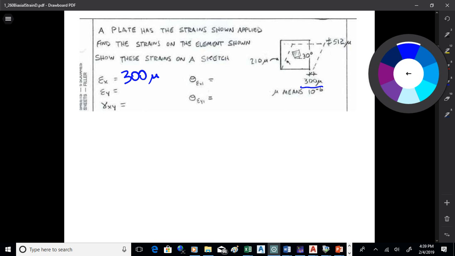If you look at those dashed lines, you'll notice in the y direction, the plate's getting shorter by 512 times 10 to the minus 6. So that's negative 512 micro. And then you'll notice that the right angle in the lower left-hand corner, our reference angle, is getting smaller by 210 times 10 to the minus 6 radians. It's getting smaller, which, if you remember from what we did Wednesday, is a positive shear strain. So that's positive 210 times 10 to the minus 6.